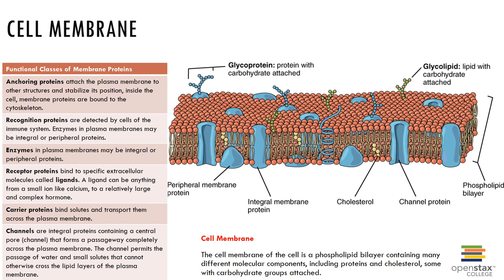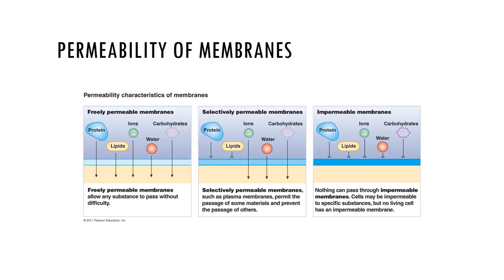Now, membranes have varying levels of permeability. So, the plasma membrane, as noted, is an effective barrier where the conditions inside the cell are different from the conditions outside the cell. And the activities of the plasma membrane must be coordinated.